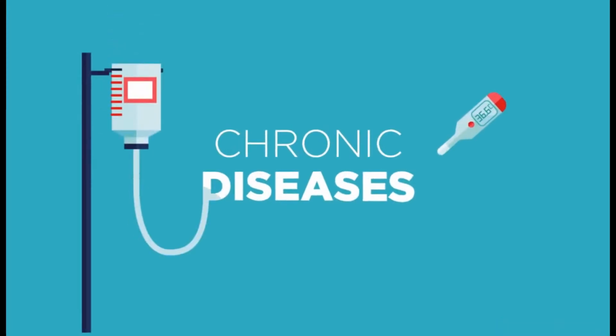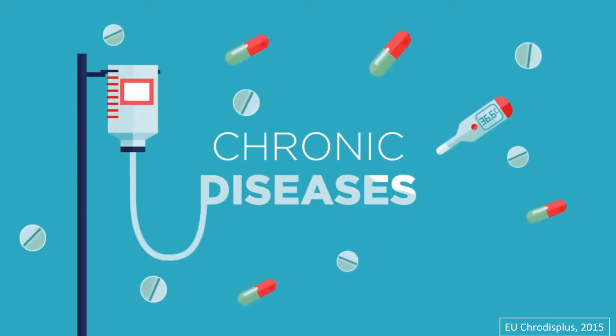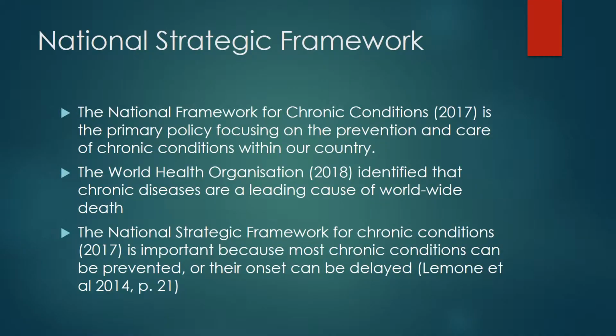Chronic conditions: arthritis, asthma, back pain, cardiovascular disease, cancer, chronic obstructive pulmonary disease, diabetes, mental health conditions. Think about all the things you would have to change about your life to manage a chronic condition. The framework aims to improve healthcare outcomes and reduce the impact of chronic conditions on the Australian population.